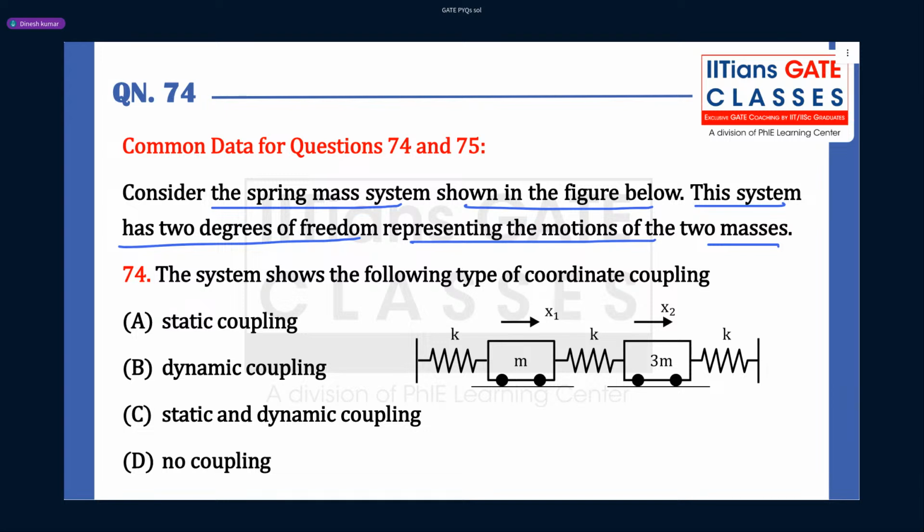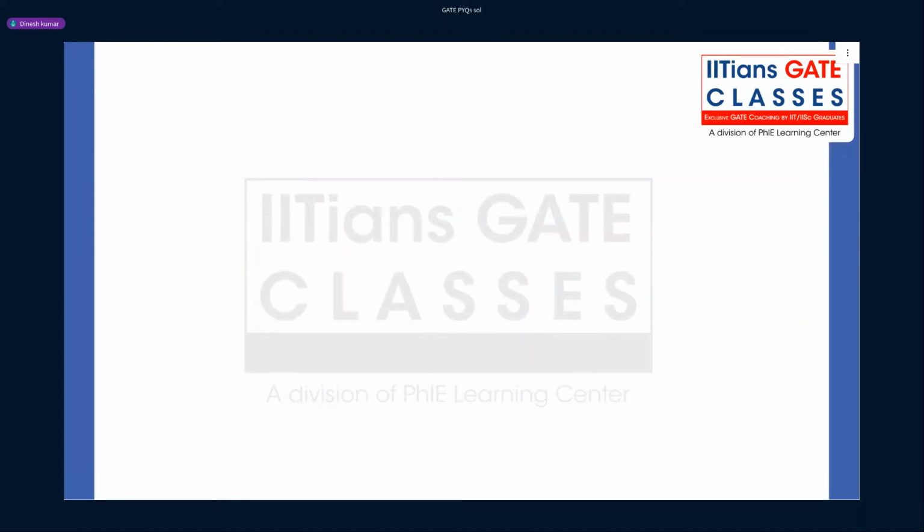So let's move quickly to this question. What it says, these two masses are connected like this, and they ask, the system shows the following type of coordinate coupling. So guys, in the last session, we have done this question. So first understand what coupling is. There can be two kinds of coupling: one is static coupling and one is dynamic coupling in a mechanical system, or there can be a combined coupling also.